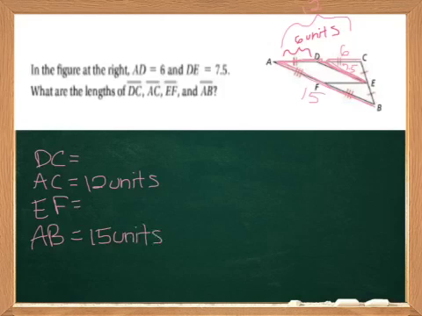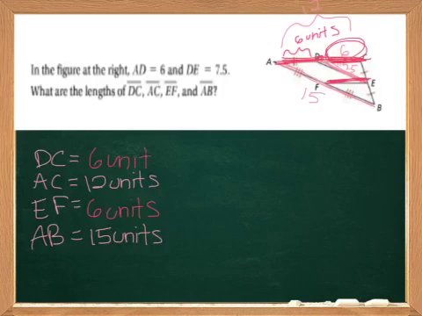We also know that since this whole side is 12 units, the parallel midsegment must be half of that, so EF must be 6 units. And we know, as we said before, I didn't fill this in yet though, DC must be the same length as AD because D is the midpoint, so DC must also be 6 units.